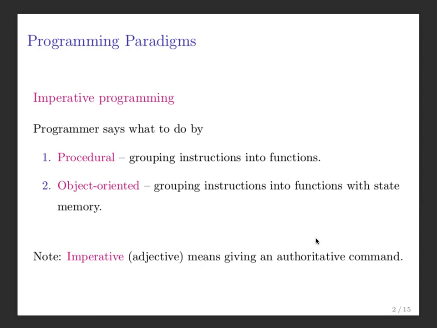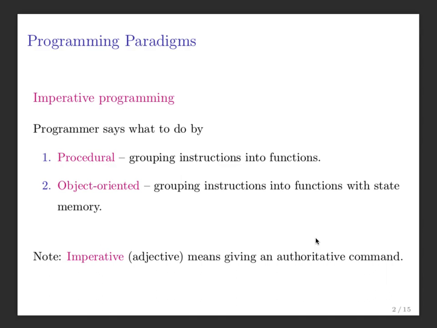And in imperative programming, the programmer tells the computer what to do, right? And there are two ways to tell the computer what to do. You tell the computer to group instructions into functions. This is called procedural programming. And if, in addition to grouping instructions, you give these groups of instructions persistent state memory, then that becomes an object.